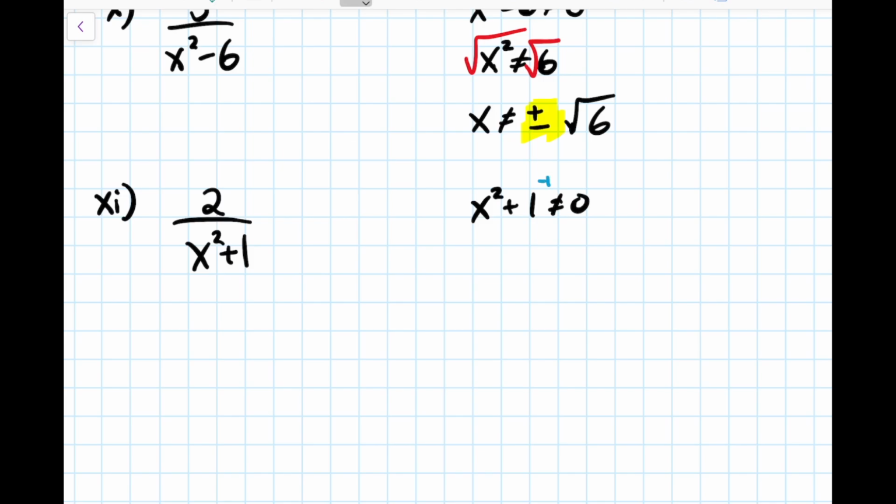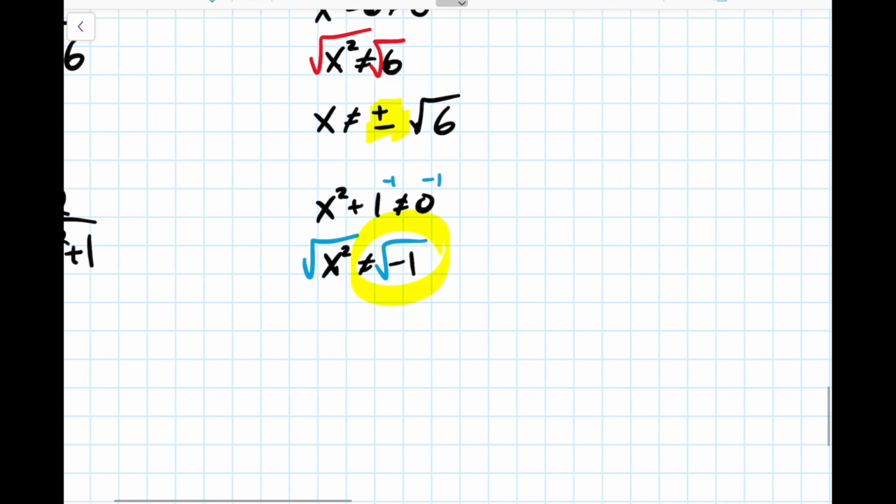If I subtract 1 on both sides, I'm going to get x squared cannot be negative 1. And if I square root that, we're going to hit a bit of a problem, right? We cannot square root a negative. So what this is telling us is that this equation has no solutions, which for our overall thing means we actually have no NPVs. There's nothing that's ever going to make this denominator be 0, which is okay.